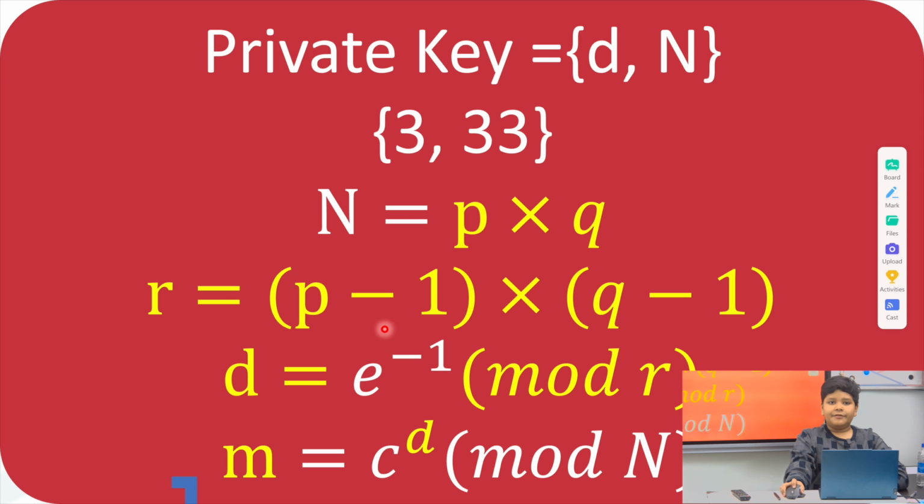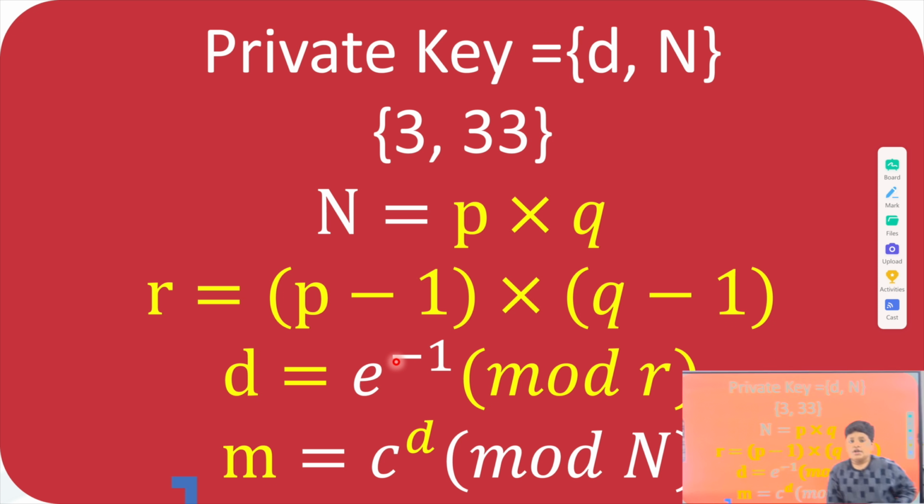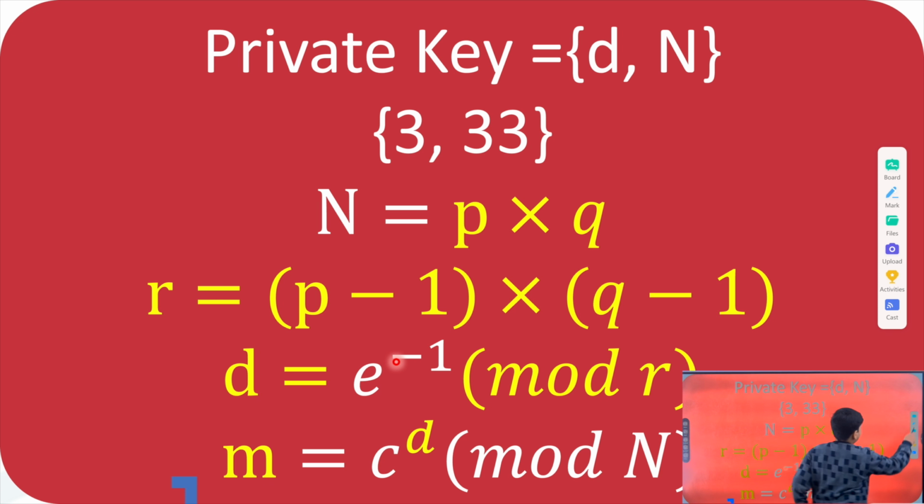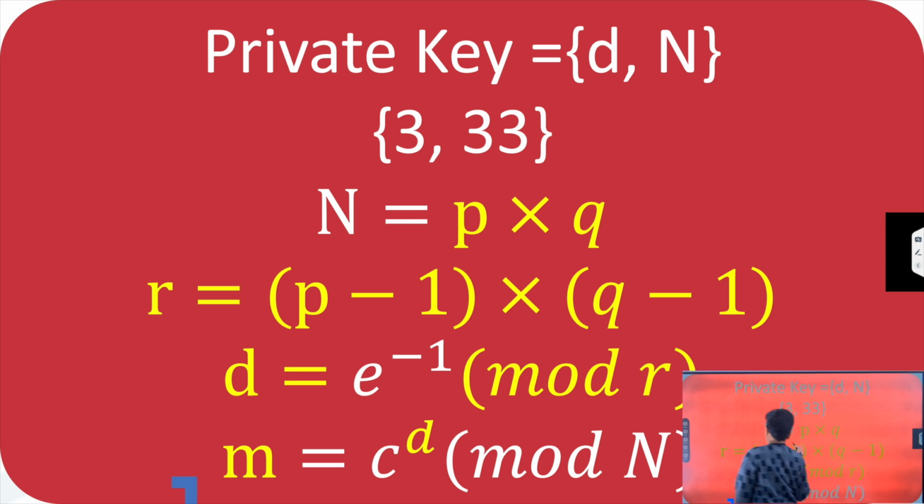D is equal to e inverse mod r. Now you may be thinking, oh, what's this fancy-pants mod function? So I will go up to the board and explain what the mod function does. So now that I'm on the board, mod is basically just a remainder function.